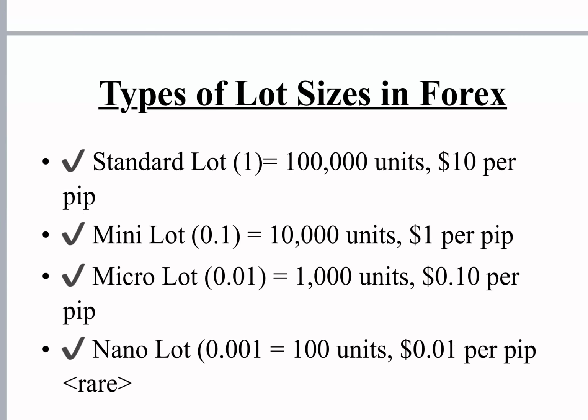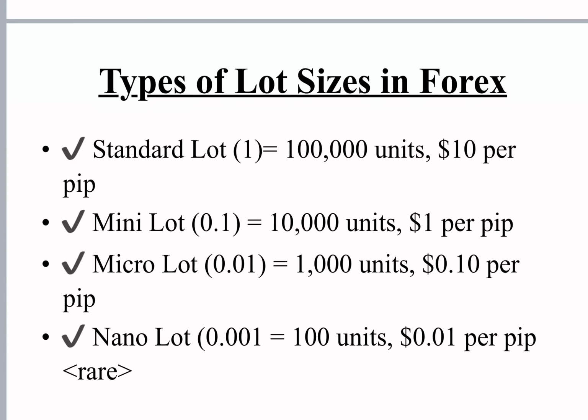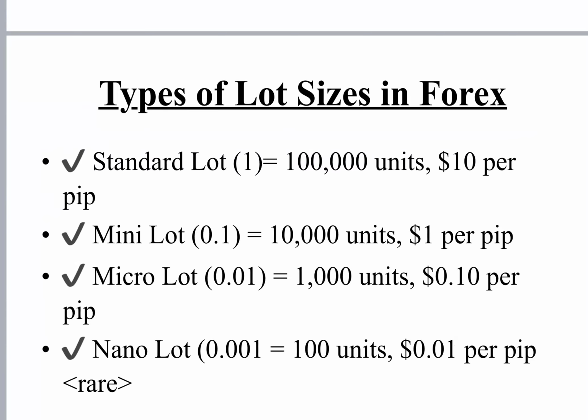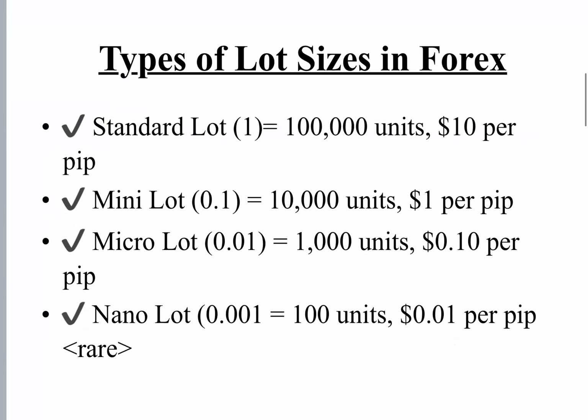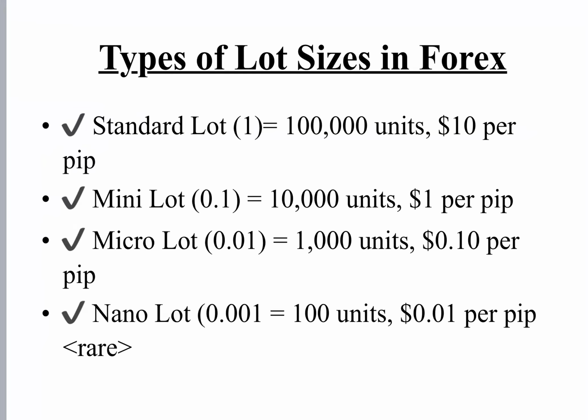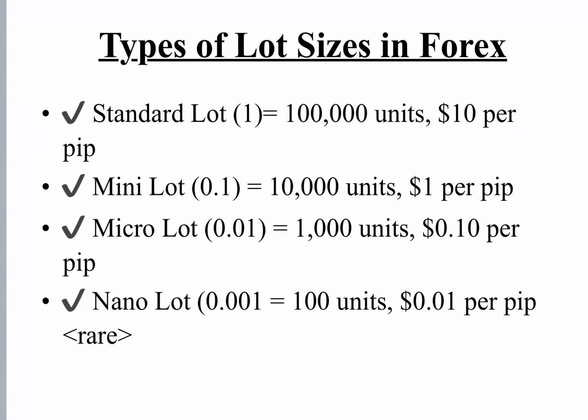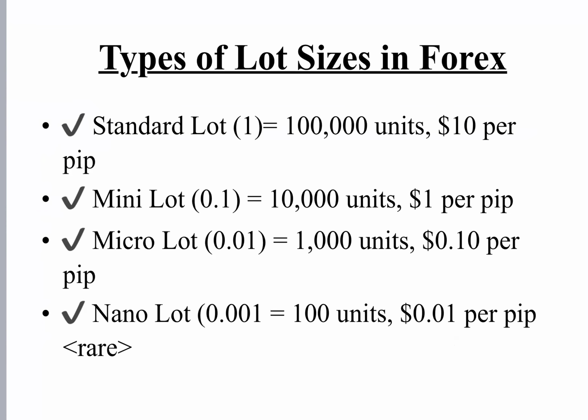Micro lot size. This nano is very different, but I put it there so that if you come across it with any broker, you will still understand it. You open micro lot size, and the market goes your direction with 200 pips. What will be your profit? Not $2, it's $20.